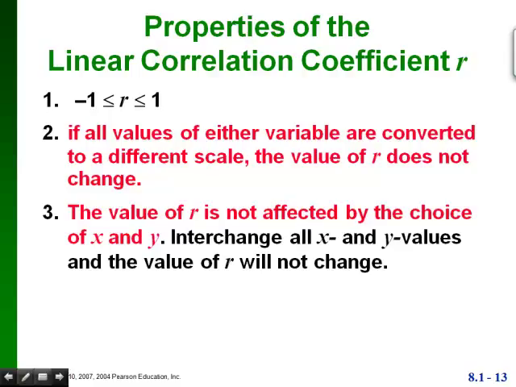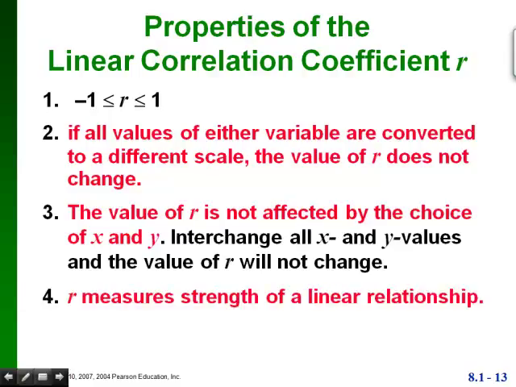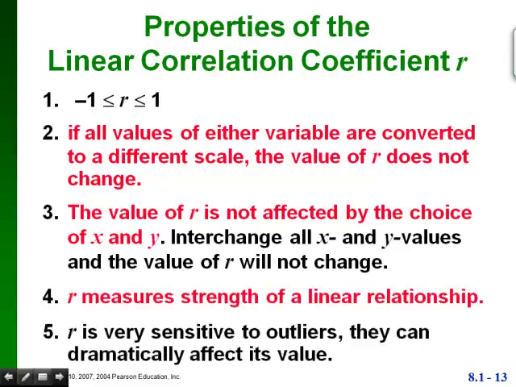So if we define which variable is X and which variable is Y, and then we decide to switch that around, we're still going to get the same value for R. And again, R measures the strength of the linear relationship. The other thing about our correlation coefficient is that it's very sensitive to outliers. Outliers in the data points can have a significant effect on the value of R.